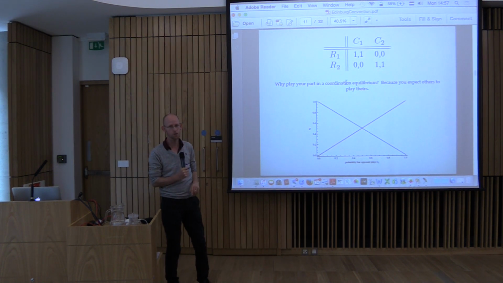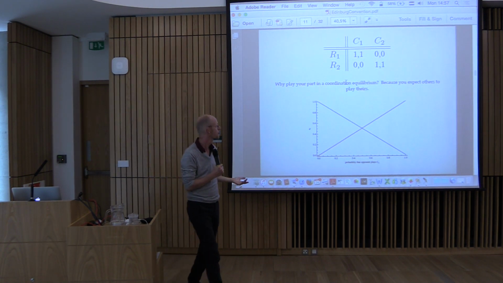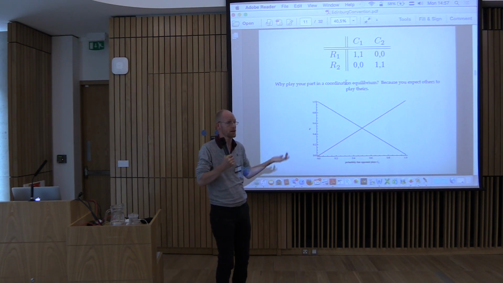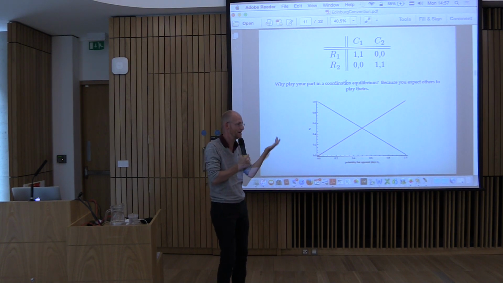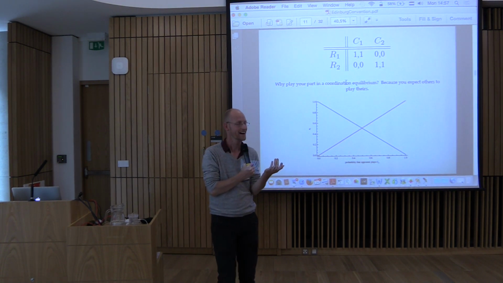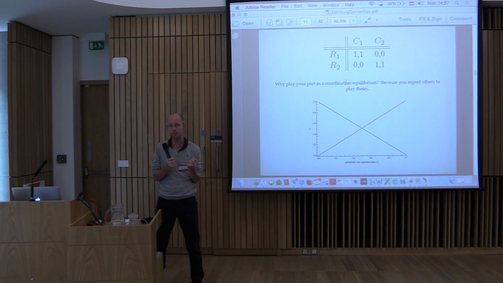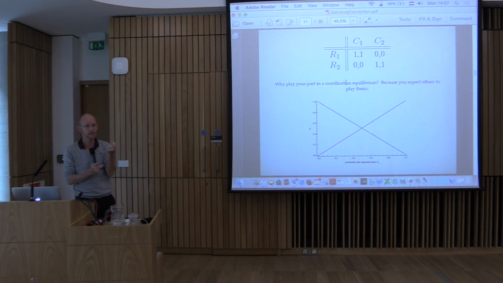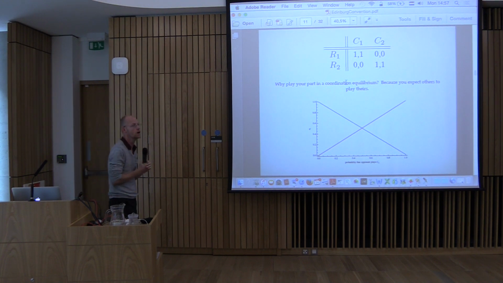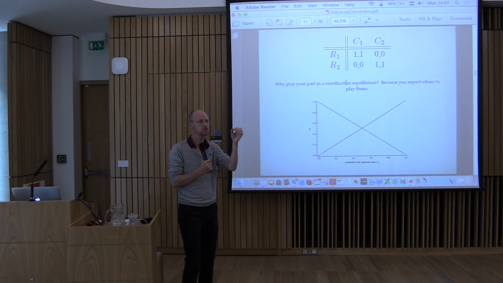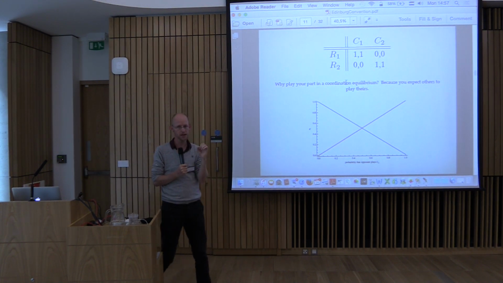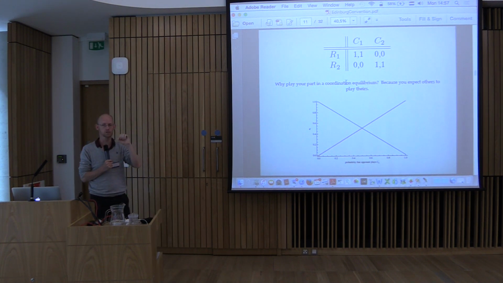R1 or R2, if you're the row player? What would you do? Well, you have no idea. It depends on what the other player is doing. But you cannot observe what the other player is doing, because the assumption is that you choose your actions independently of each other or at the same time. So you cannot rely on what the other is doing. So you don't act on what you see from the other, but on what you expect that the other will do.